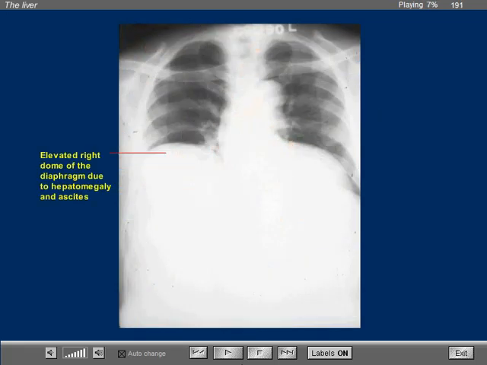A high position of the diaphragm is often the result of hepatosplenomegaly, ascites, or a combination of both. And in this patient, you note that the lungs are free of infiltrates, but the high diaphragm and the overall whiteness of the abdomen were the result of hepatosplenomegaly and ascites in a patient who had liver cirrhosis.